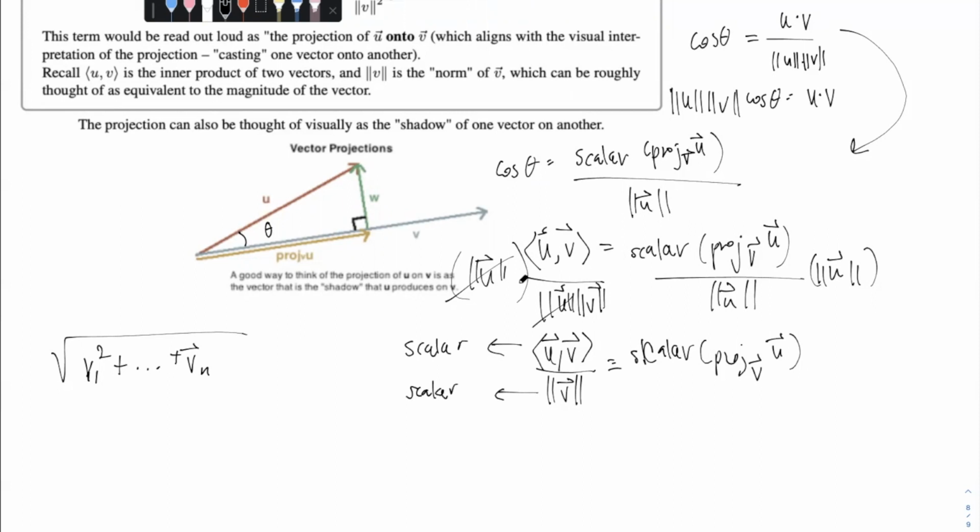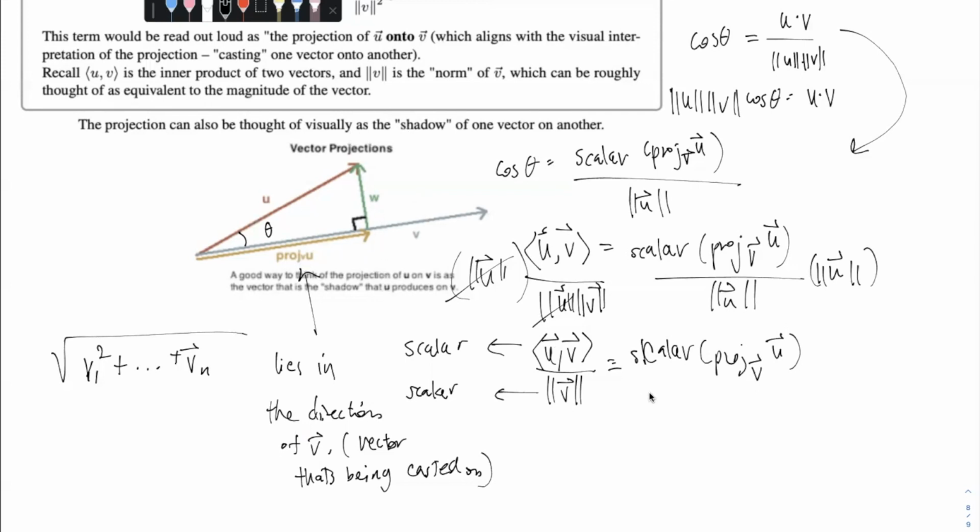But this gives us the important question of how we can turn this into a vector, since we want to find the projection of U onto V. Keep in mind that the projection of U onto V lies in the direction of V, or the vector that's being cast on. So V is what's being cast on right now.